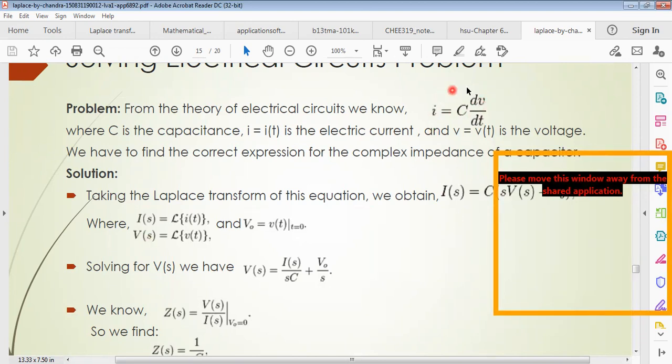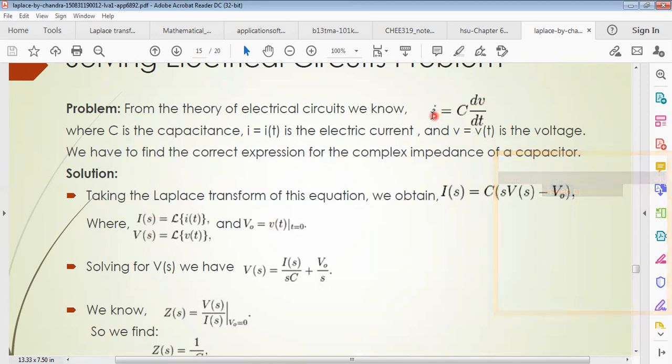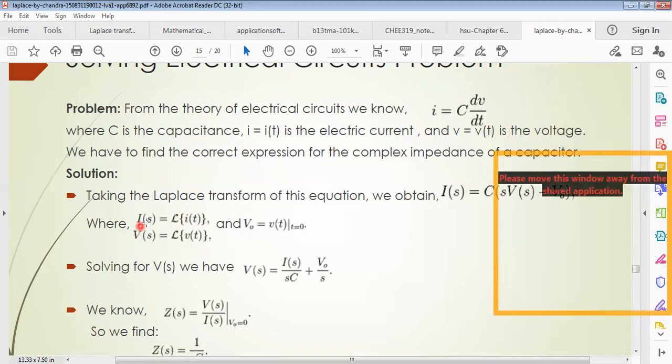To find the electric current from this equation, first of all you have to take the Laplace transform on both sides. The Laplace transformation of I(t), remember I is a function of t, because electricity depends on time. So I(s) equals the Laplace transformation of I(t) and V(s) equals the Laplace transformation of V(t). And V naught is the value of V(t) at time t equals 0, remember it.